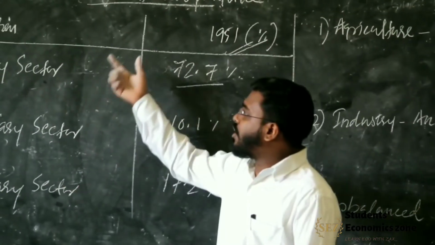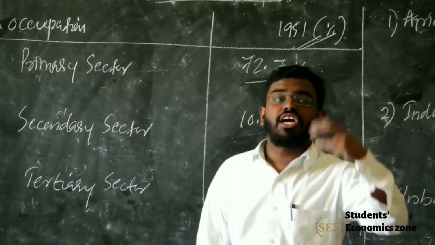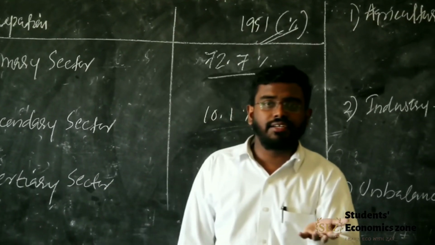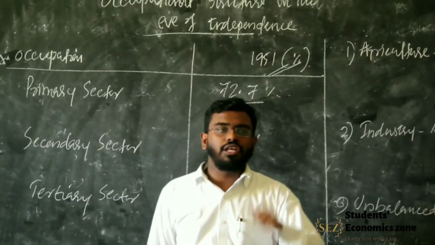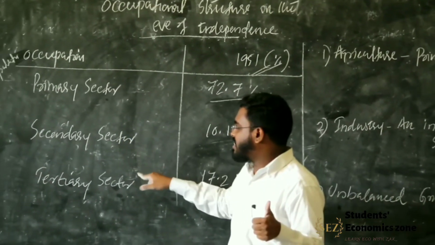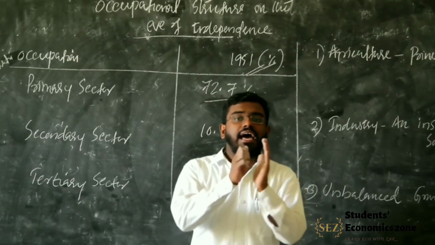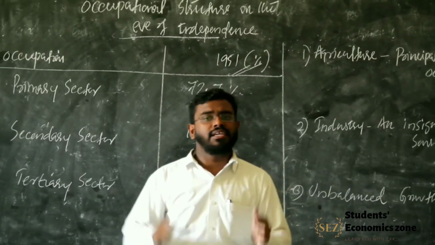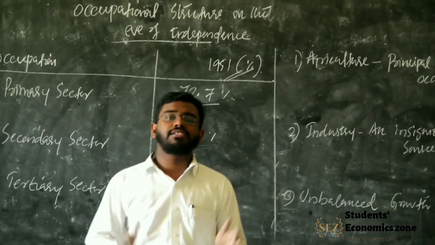But here the share of employment is different. As a result, what happened? The share of income to GDP will also be different. So this table shows unbalanced growth because the share of the agricultural sector is more than the share of the secondary sector and tertiary sector. So India faced unbalanced growth during the time of independence. Still, in the present scenario also, India is facing unbalanced growth.